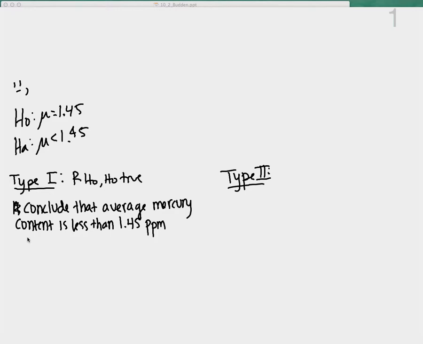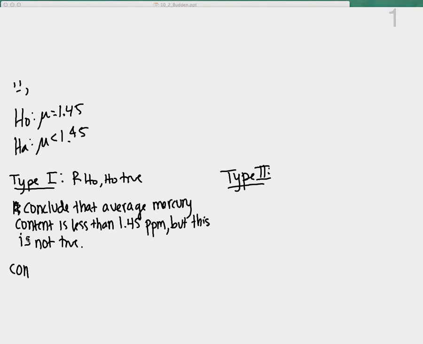This is just the rejecting part. So I'm rejecting the null, so I'm concluding that the alternative is true. So I'm concluding that the mercury content is less than 1.45, but this is not true. So I'm concluding that the alternative is true when it's not.